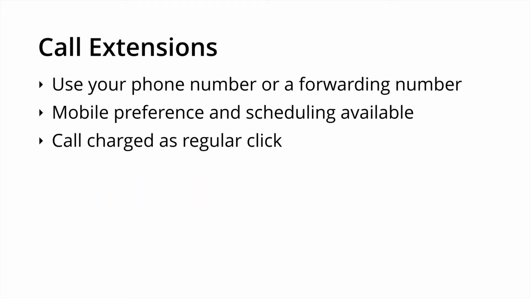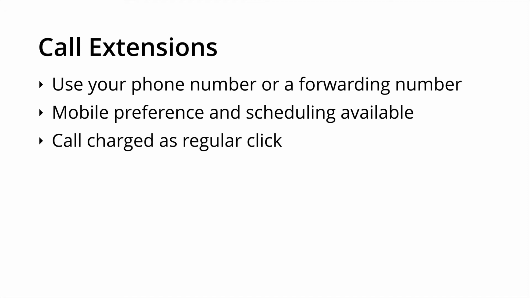Next we have call extensions, and this is where you display your phone number along with your ad variation. You can actually choose from using your phone number in the ad format or using a Google forwarding number. The benefit of the Google forwarding number is that you'll have automated call reporting right within AdWords itself. You can also set preferences, so you can have a mobile preference if you want a particular number for people using a mobile device, and you can also schedule these as well. For example, if you had an emergency after hours number that you wanted displayed at particular times, you could do that as well with the call extension.